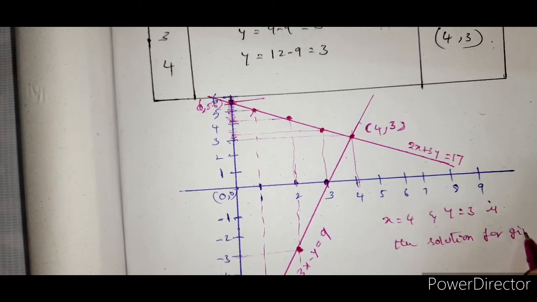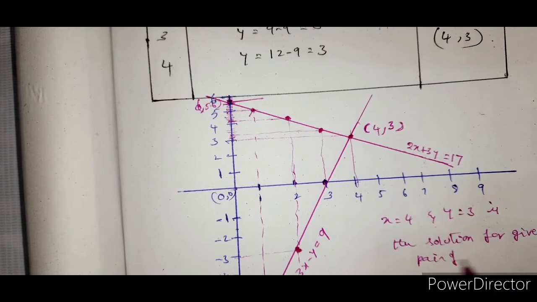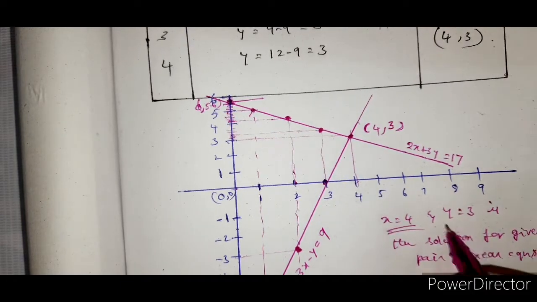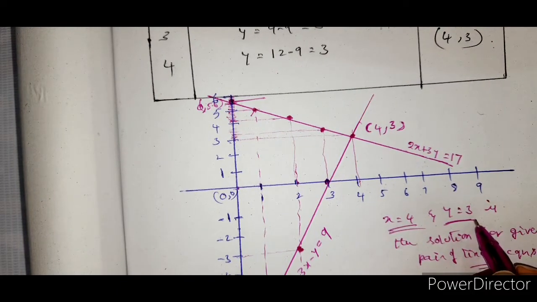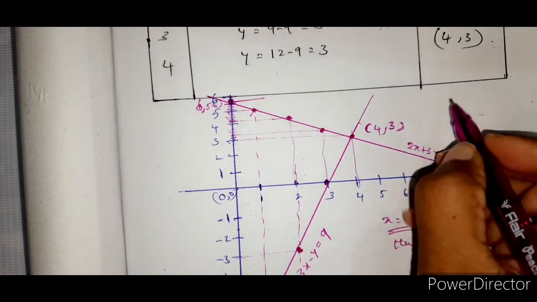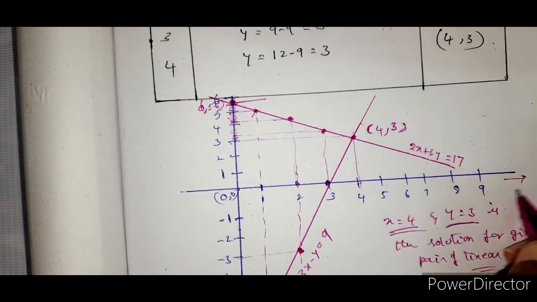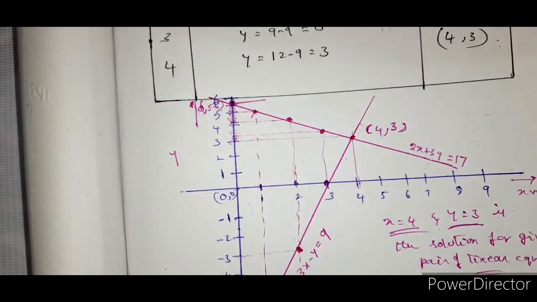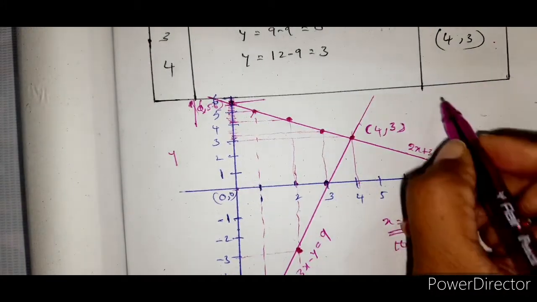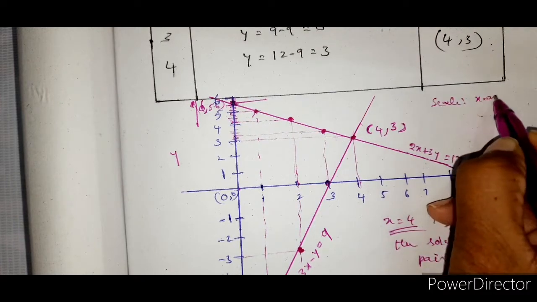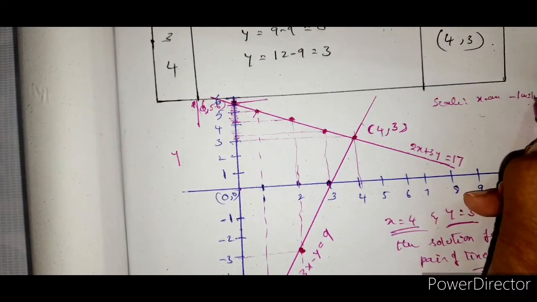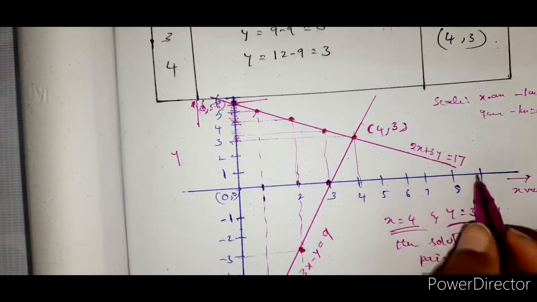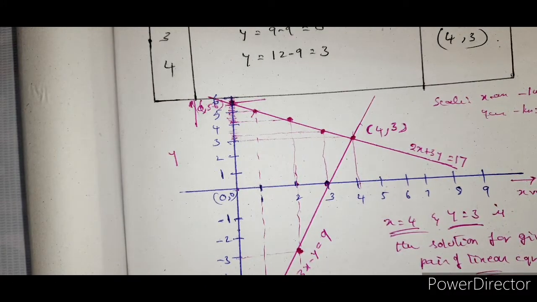for the given pair of linear equations. Okay, clear? So this is the answer. Okay? Right. So now as far as the scale here, this is the x-axis, x value, and here the y-axis, this is y value. And if you have to write the scale, x-axis 1 centimeter is equal to 1 unit. Y-axis 1 centimeter is equal to 1 unit, because you have taken only 1 unit for every 1 centimeter on the graph sheet. Clear?